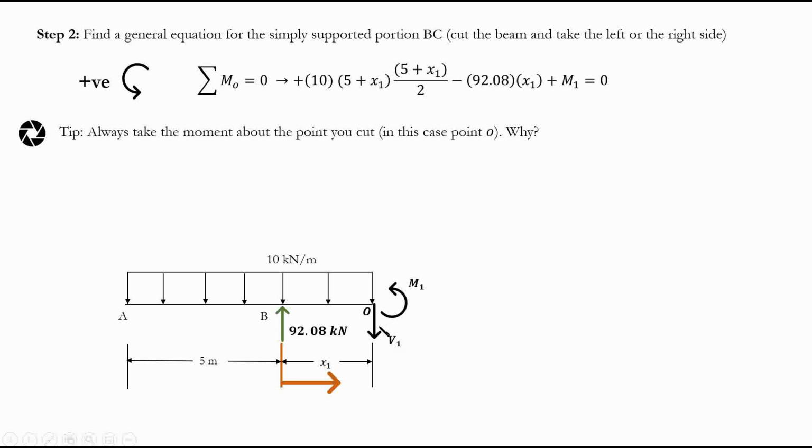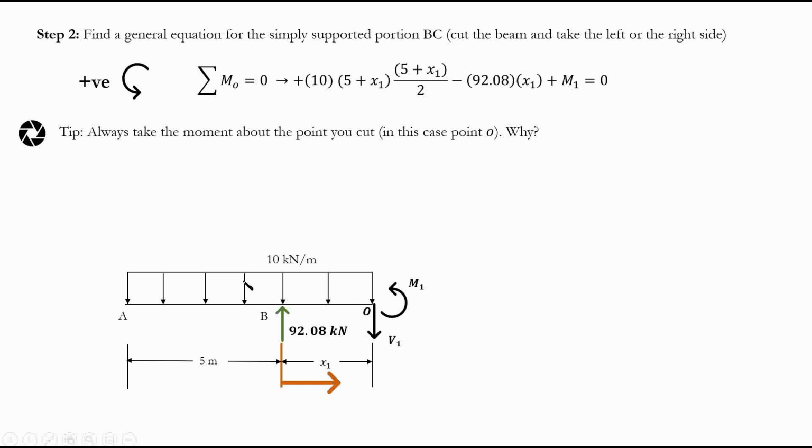So, for example, let's say I take the moment about point B. In this case, I have to deal with M1 and V1, which are two unknowns, but I only need M1, which means I have to find V1 first. But I don't want to waste my time. So just take moment about point O, and in that case I don't have to deal with the moment of V1. Basically, the effect is 0, so I don't have to find V1. Okay, so always take the moment about the point you cut. I always name it point O or something like that.